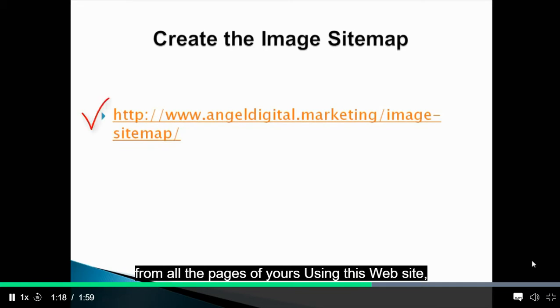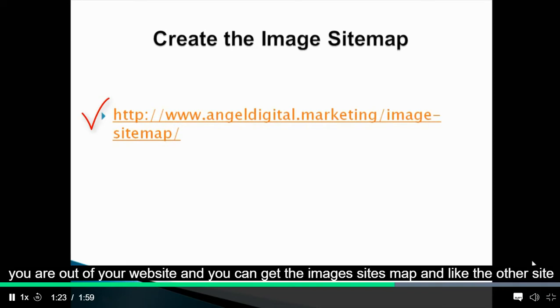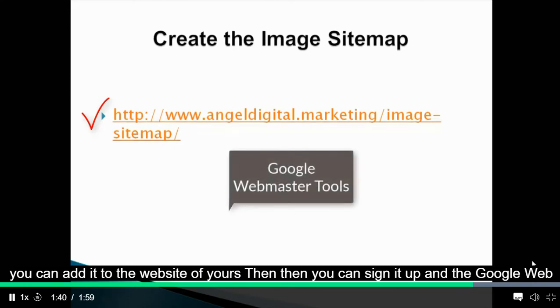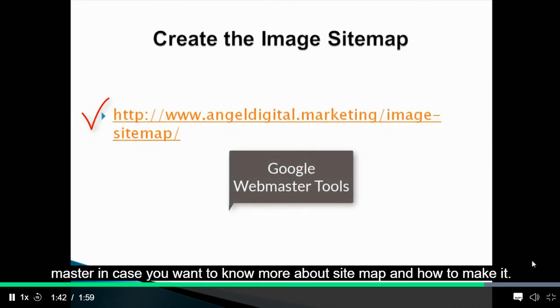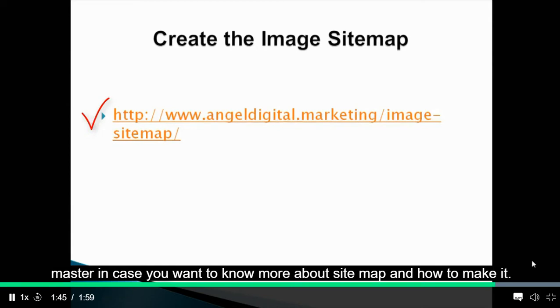Using this website, you can enter and add the URL of your website, and you can get the image sitemap. And like other sitemaps, you can add it to your website, and then you can sign it up in Google Webmaster. In case you want to know more about sitemaps and how to make them, you can watch the videos we made about sitemaps.